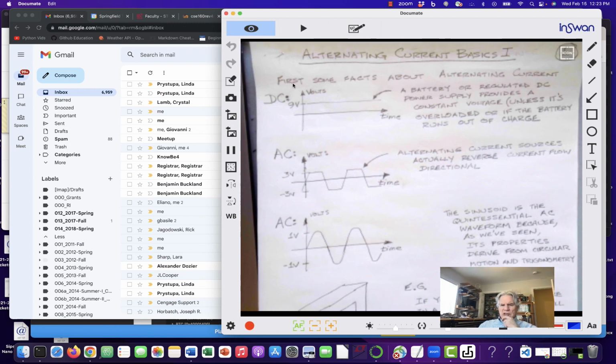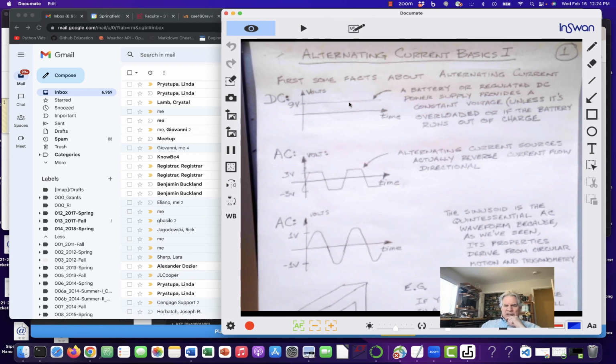First we have some facts about alternating current. We've talked about this before. If I take, in this case, a 9-volt battery, and I looked at it with an oscilloscope, it would just be a flat line at 9 volts of amplitude, with nothing interesting in there. And until the battery discharged or until I overloaded or something, it would be 9 volts or thereabouts.